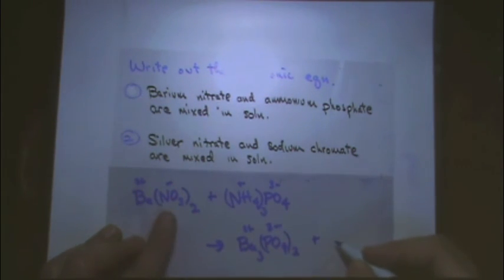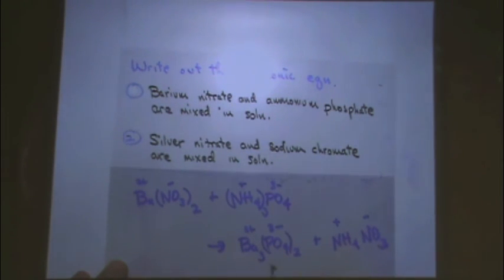And then the other thing I get is the ammonium nitrate. Ammonium is +1, nitrate's -1, so just 1 of each is fine. All right, there's my double replacement reaction. I still have to, what? Balance it. Yeah, I'm still on step 1. I'm still balancing it.